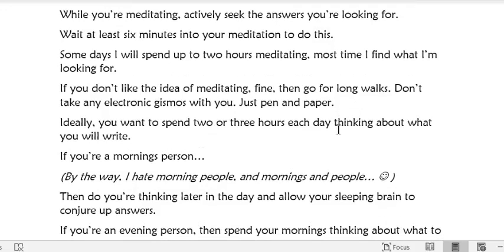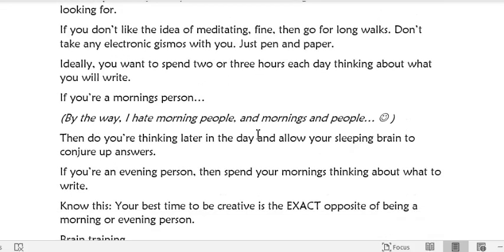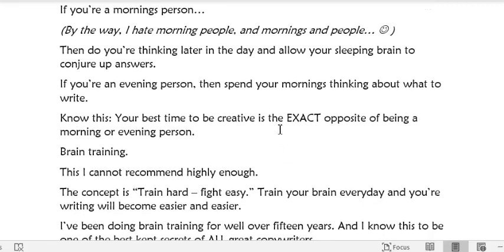So I want you to spend 2 to 3 hours each day thinking about what you want to write. Now, if you're a mornings person, oh, by the way, I hate morning people and mornings and people, then do your thinking later in the day and allow your sleeping brain to conjure up answers. And if you're an evenings person like me, then spend your mornings thinking about what you want to write. Know this, your best time to be creative is the exact opposite of whether you're a morning person or an evening person. It's worth noting that.